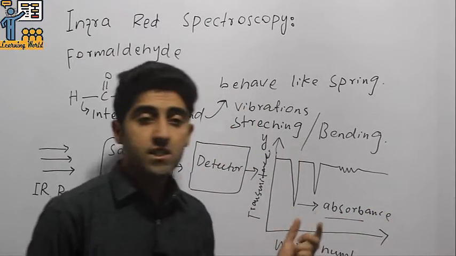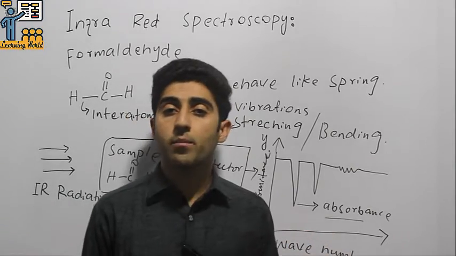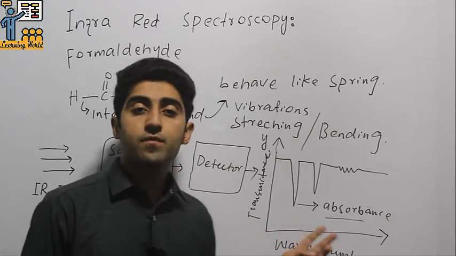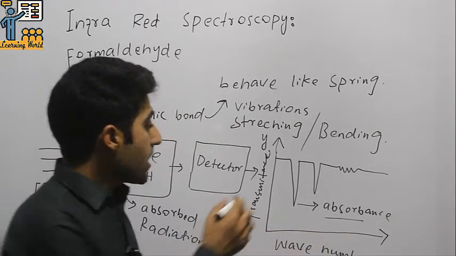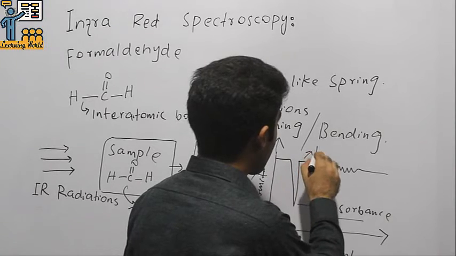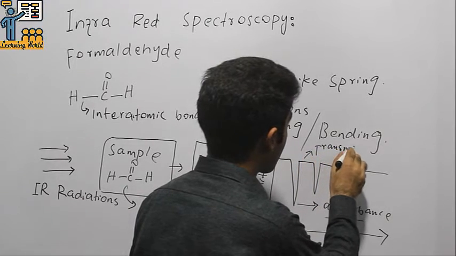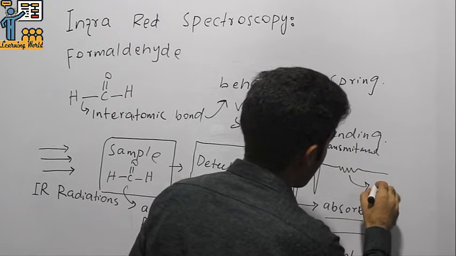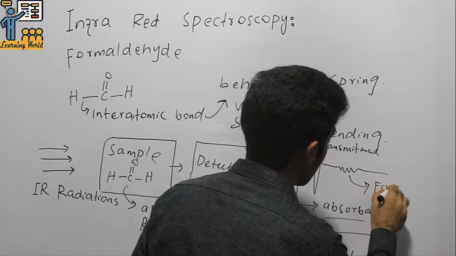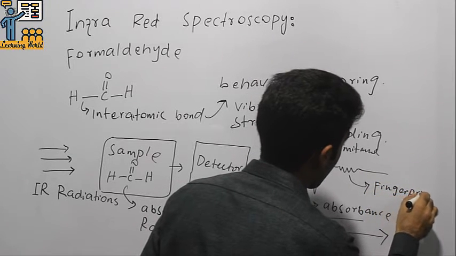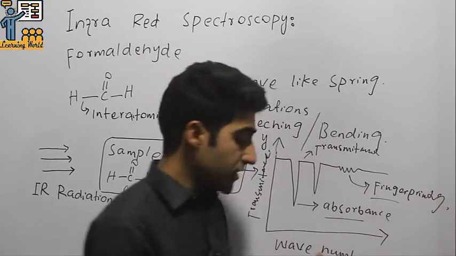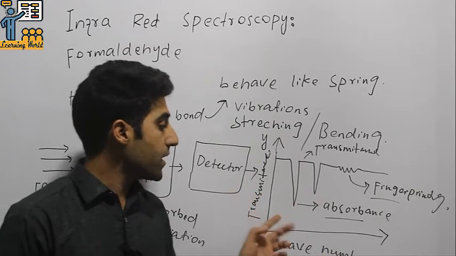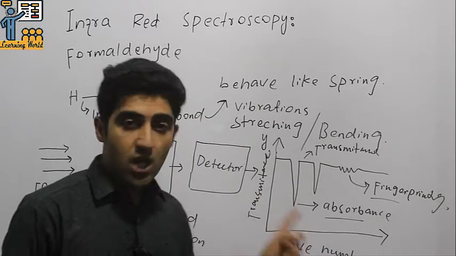From this peak, from this absorbance, we can easily determine the functional group of a compound, and we can match this absorbance peak with the reference list. This straight line will represent the transmittance, and this will represent the fingerprinting. Three types of peak will be produced. A straight line peak will represent the transmittance of a sample. This peak will represent the absorbance of a sample.